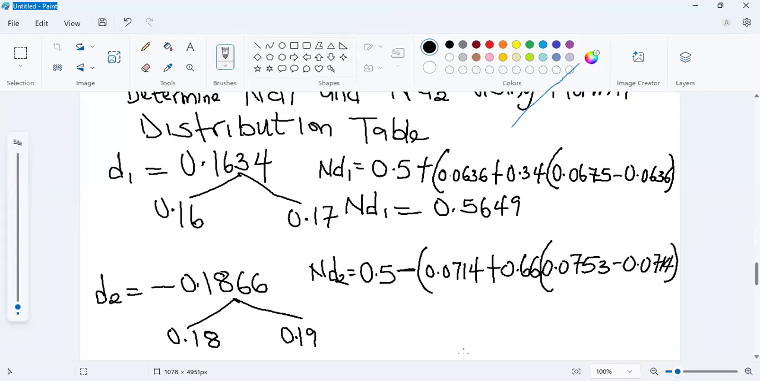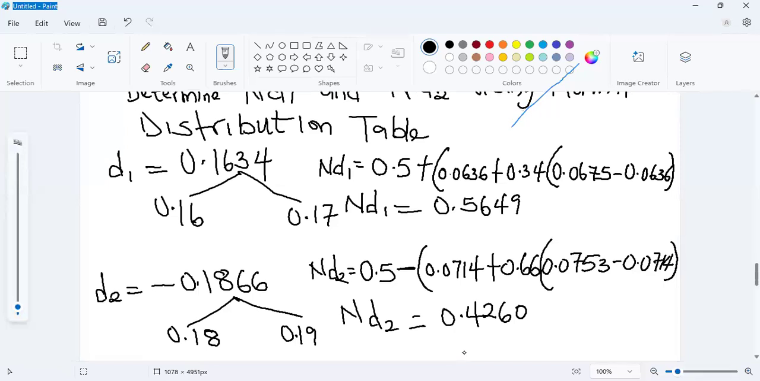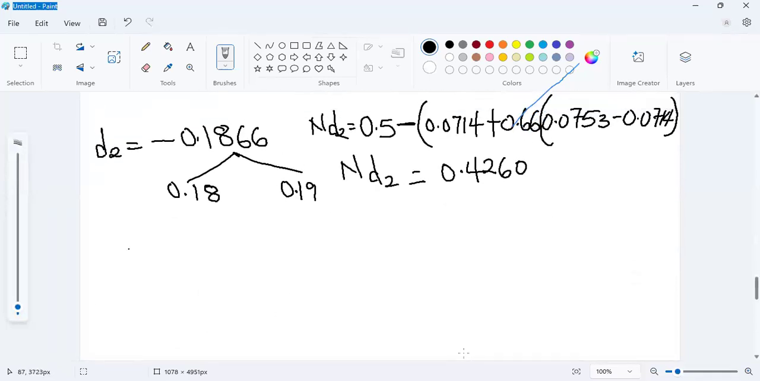What's our N(d2)? 0.4260. We can now value the call. Remember the formula for the call option. Okay, now, not to waste time, let's move to it.